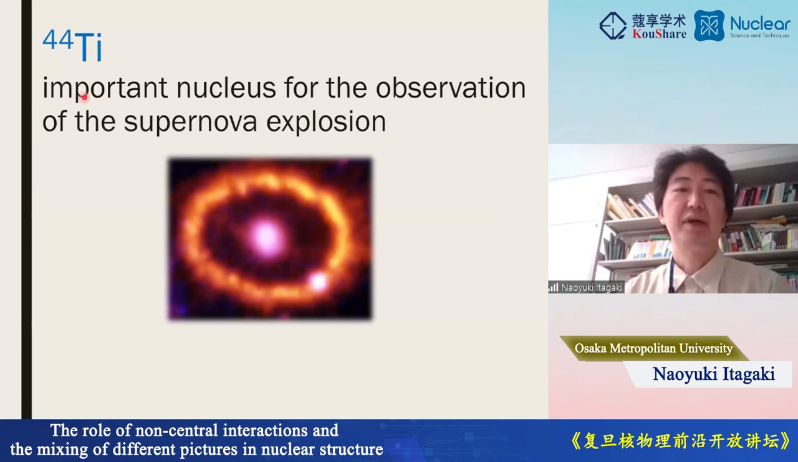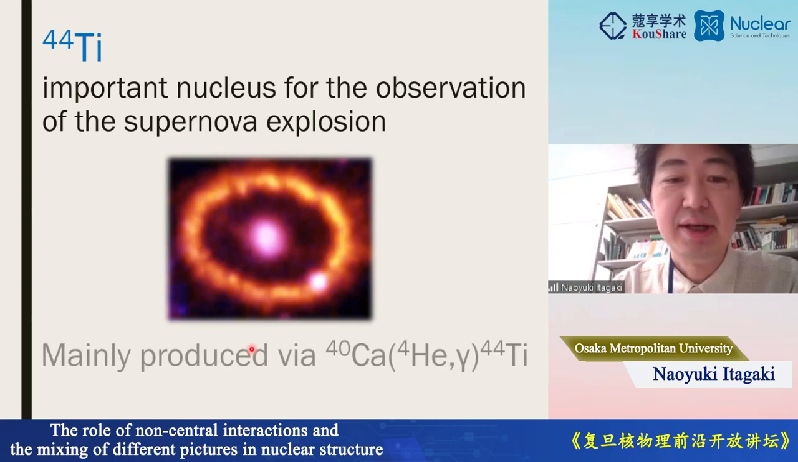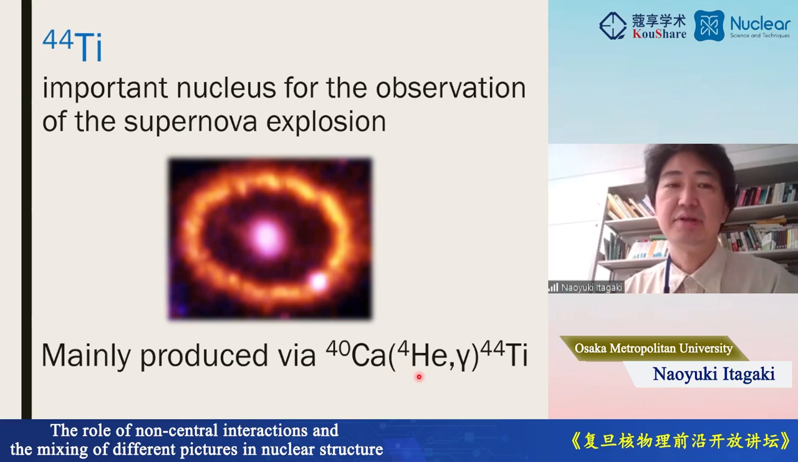Okay, so titanium 44 is an important nucleus for the observation of supernova explosions. This is a kind of symbolic nucleus of the supernova explosion and is mainly produced via the calcium 40 plus helium 4 reaction. So this titanium 44 must have this kind of cluster structure, otherwise it's very difficult to synthesize.